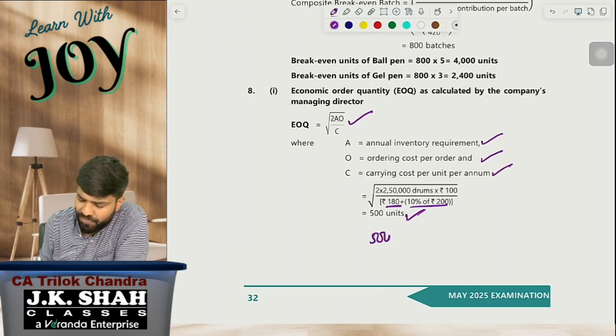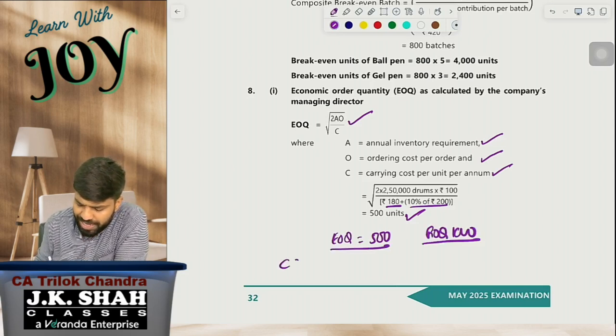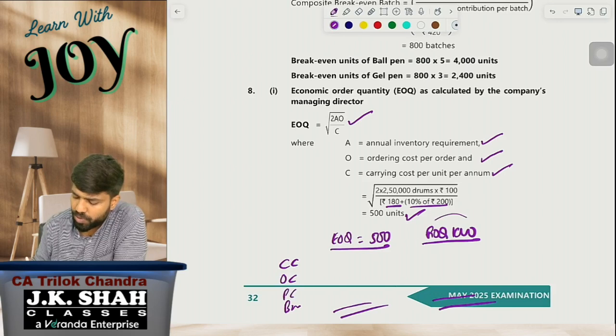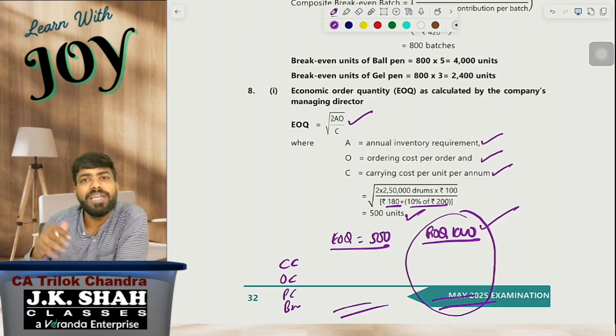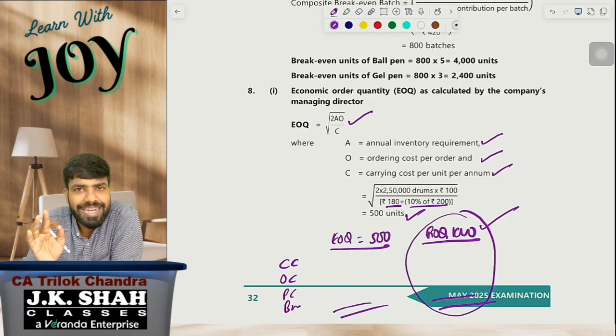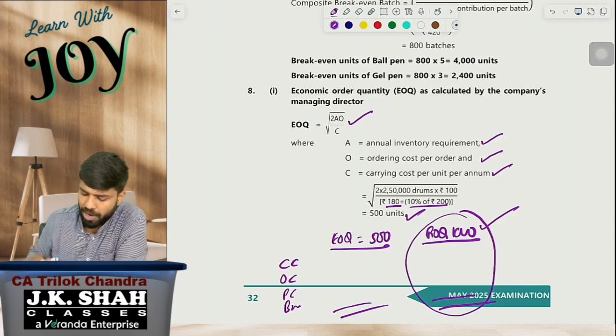Now the point is we need to evaluate the discount offer. So we need to calculate at the economic ordering quantity of 500 units and the reordering quantity of 1000 units. At 500 units and 1000 units, we need to calculate carrying cost, ordering cost, purchase cost, and then bonus. If you make a total, if ROQ total is less, we'll go with ROQ, or else if the EOQ total is less, we'll continue with the EOQ. Are you understanding? All of you? Okay. Now, let us solve this.